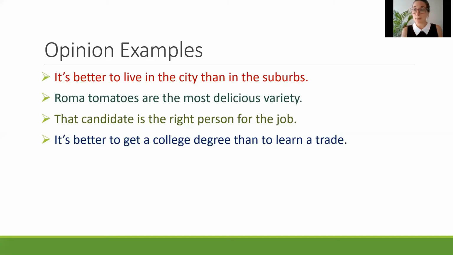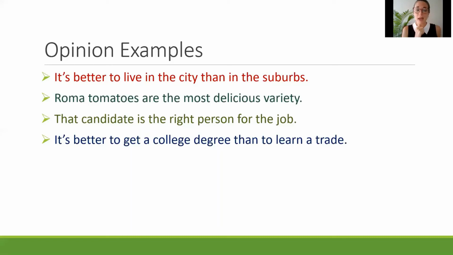That candidate is the right person for the job. Okay, so now we could give facts about a candidate that might help someone create this belief, right? So we could say, well, that candidate has the most experience, and we could count the number of years in their experience in office. We could say that candidate made the most campaign stops, like we saw in our previous fact example. But to say that candidate is the right person for the job is still an opinion. And someone can make that argument about the opposite candidate, and could also tell you, this candidate is not the right person for the job, and give fact-based reasons for that. But this in itself is still an opinion.